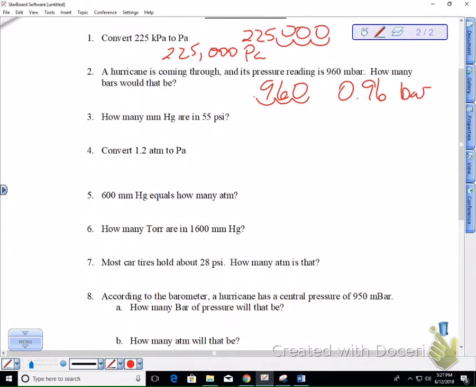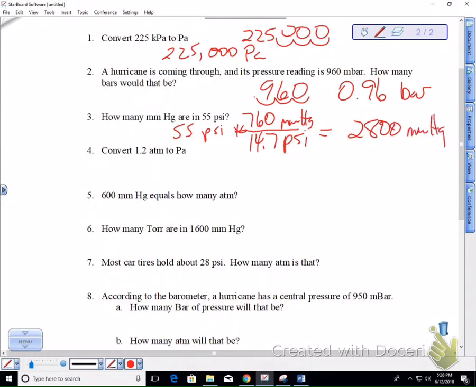Number 3, we can use our dimensional analysis process. How many millimeters of mercury? So we're going to have 55 psi. So our units will be psi on bottom, millimeter of mercury on top. And now we go to our chart. If you don't have these memorized yet, go to the chart. Millimeters of mercury at atmospheric is 760, psi is 14.7, and now we just need to do the math. 55 times 760, divide that by 14.7. Rounding to the proper number of sig figs, you get 2,800 millimeters of mercury.